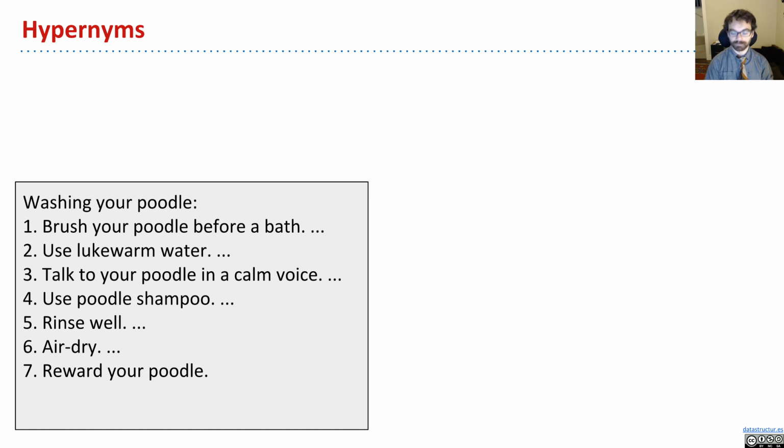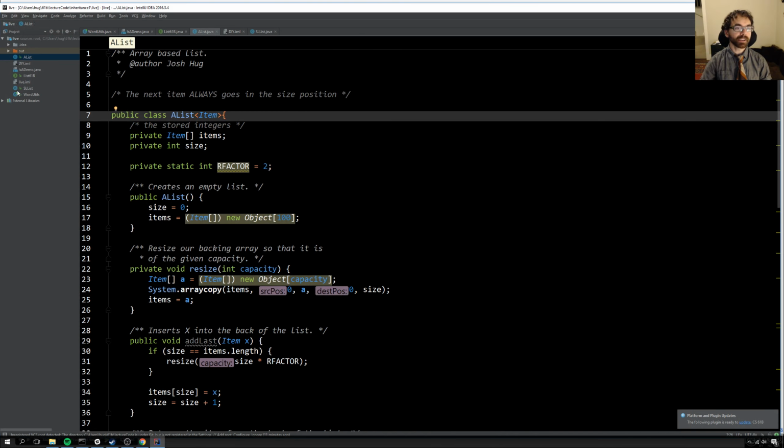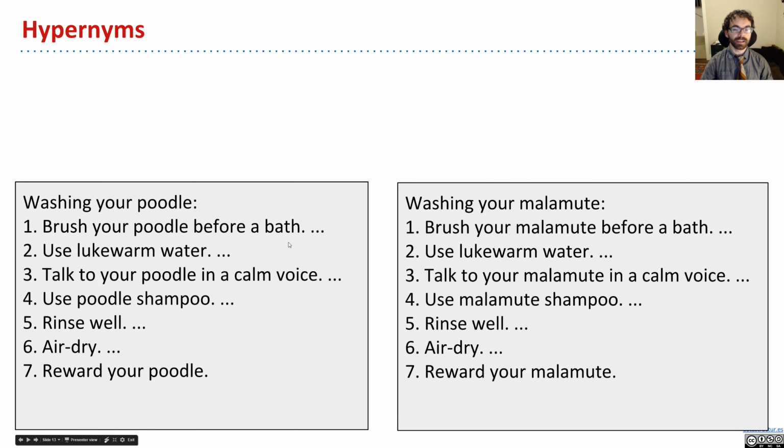Well, imagine you have a different dog, let's say a Malamute. We might say, okay, well, the directions for washing a Malamute are 1, brush your Malamute before a bath. 2, use lukewarm water. 3, talk to your Malamute in a calm voice. 4, use Malamute shampoo. 5, rinse well. 6, air dry. And 7, reward your Malamute. That's basically what we were just doing in our very hackish version of our word utils class.